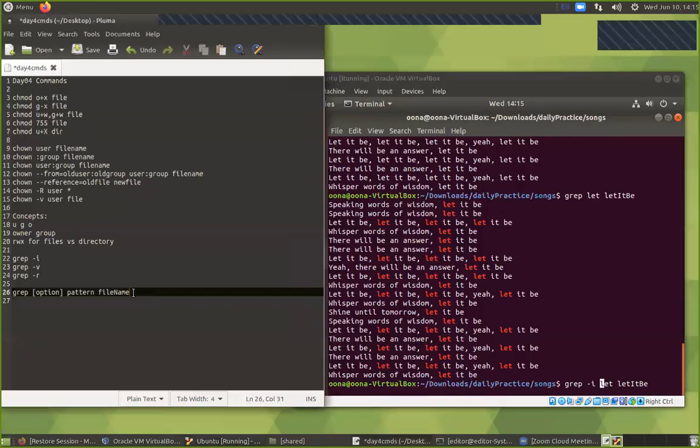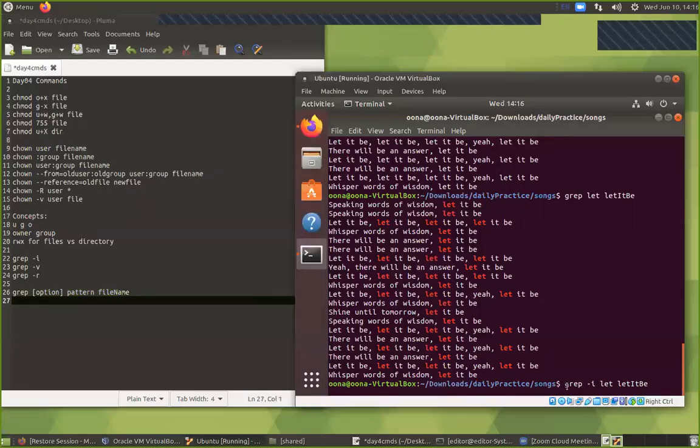Do you guys see what I'm talking about here? I'm using grep, the option, the pattern that I'm looking for, and then where I'm looking for it. In this case, I'm looking for it in the file called let it be. So let's click enter. Do we see the difference now? Right, so now it's a little bit different.